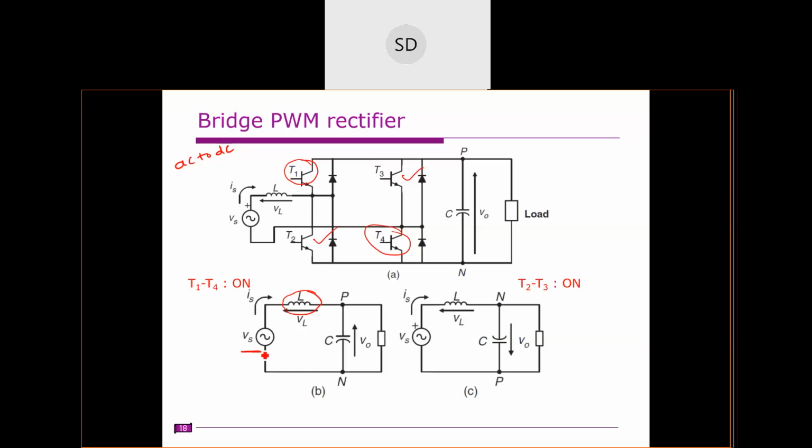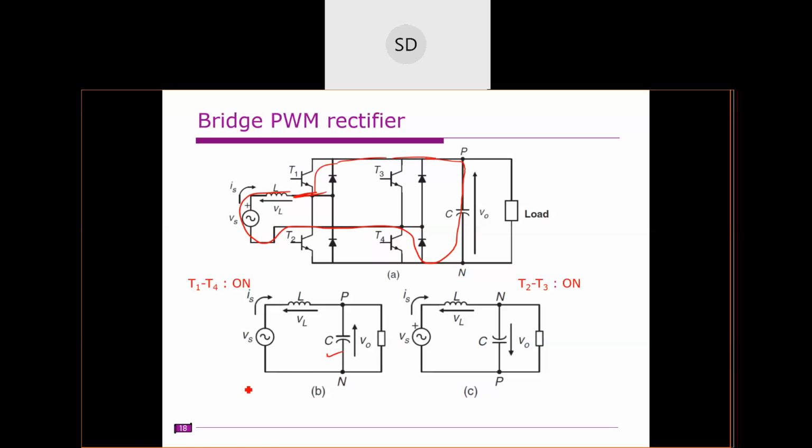This is Vs, the source voltage. Let us assume that the switches T1 and T4 are turned on. This is the equivalent circuit. When these switches are on, it will be like this, so the capacitor charges like this.